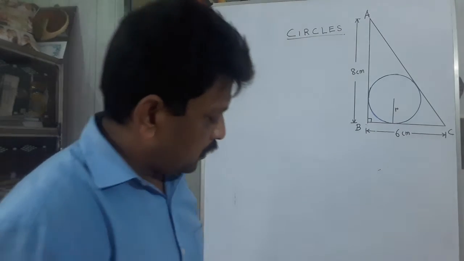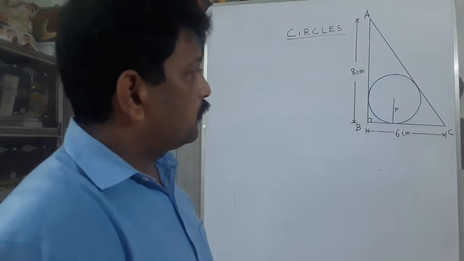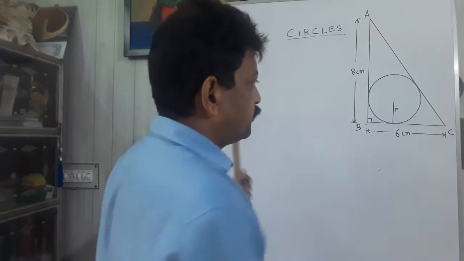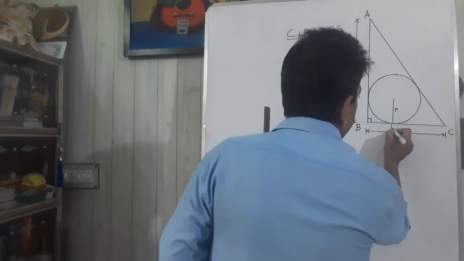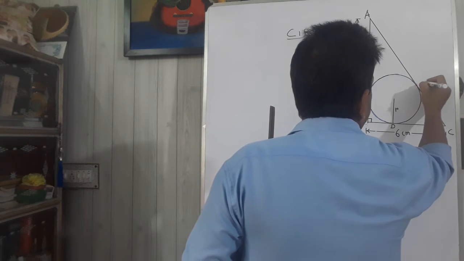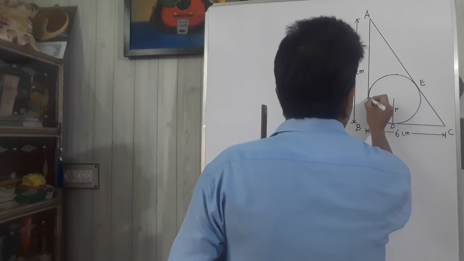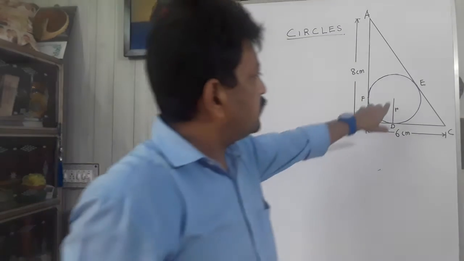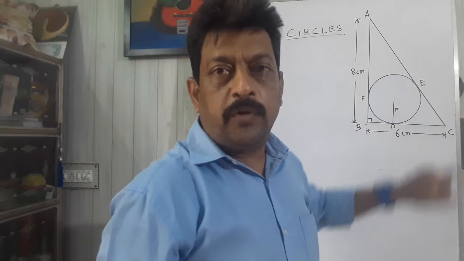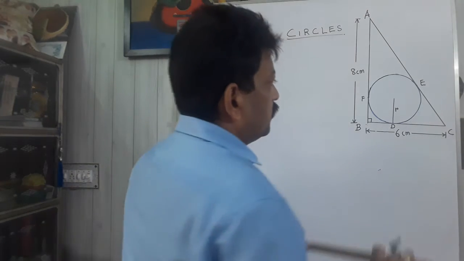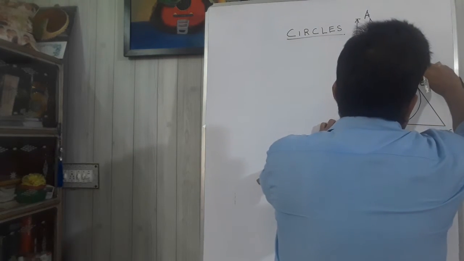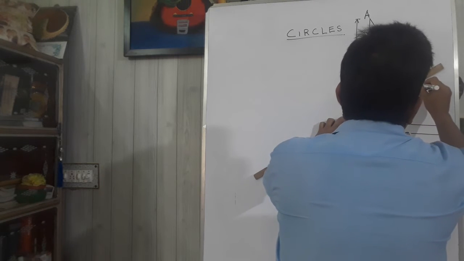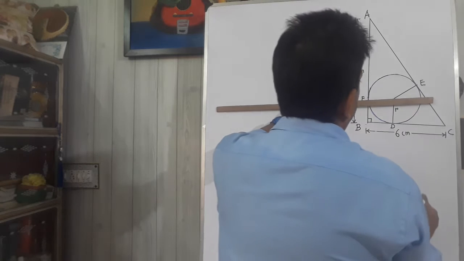Okay. Now students, we know that if the center is joined with the point of contact, suppose this is point D, this is point E, and this is point F, then it will become perpendicular to the tangent. That means the radius is perpendicular to the tangent. Similarly, this one also.